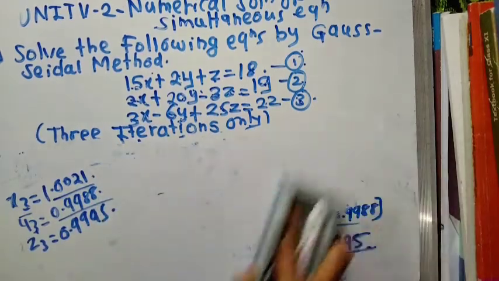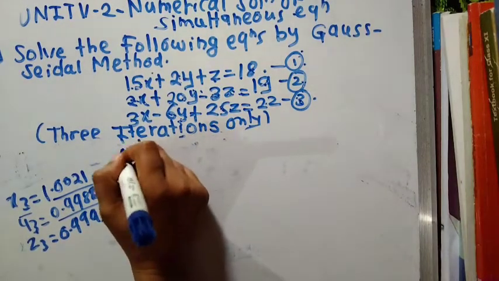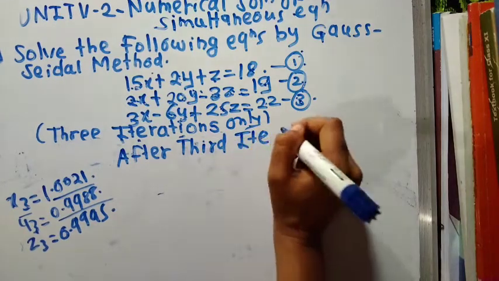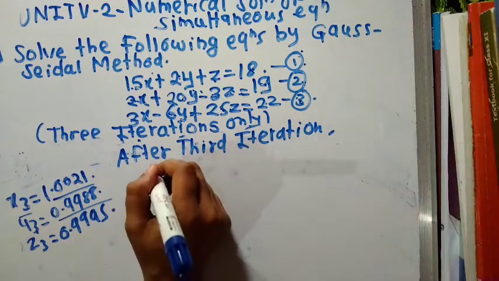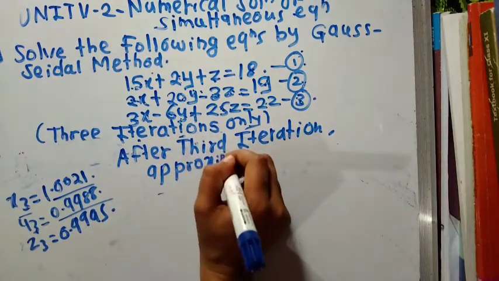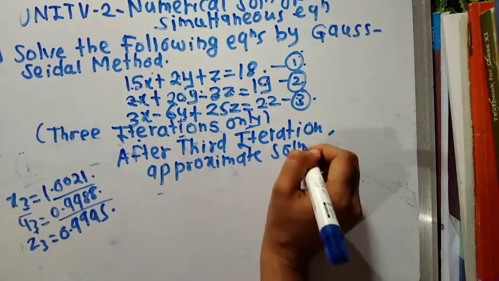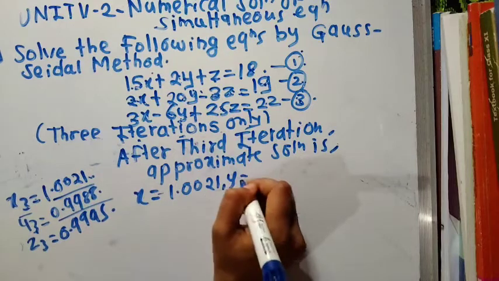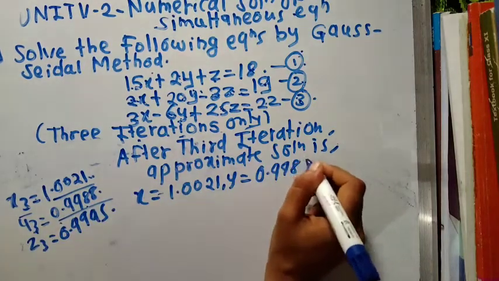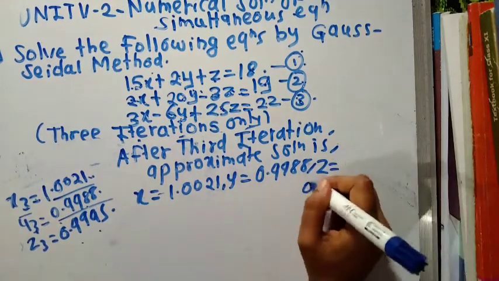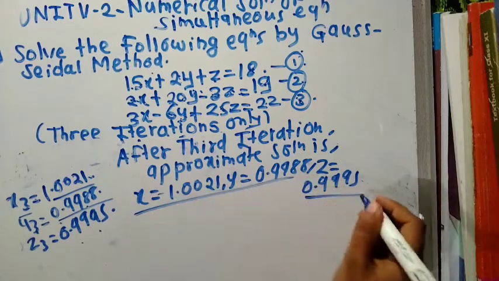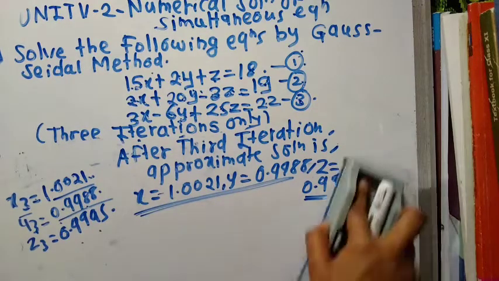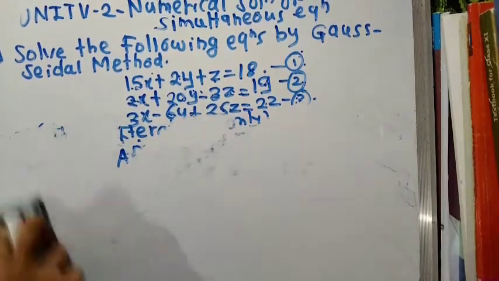So here carry out only 3 iterations. So after third iteration, the approximate solution is x is equal to 1.0021, y is equal to 0.9988, and z is equal to 0.9995, and these are the solution by using Gauss-Seidal method. Then we give the second example.